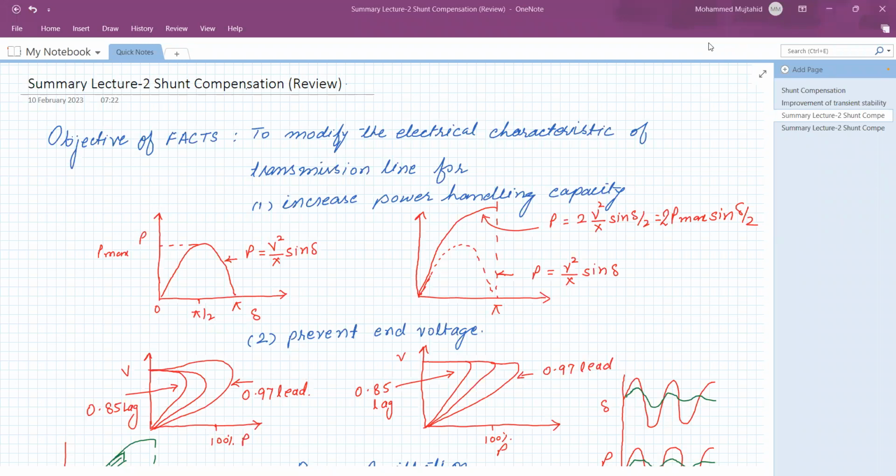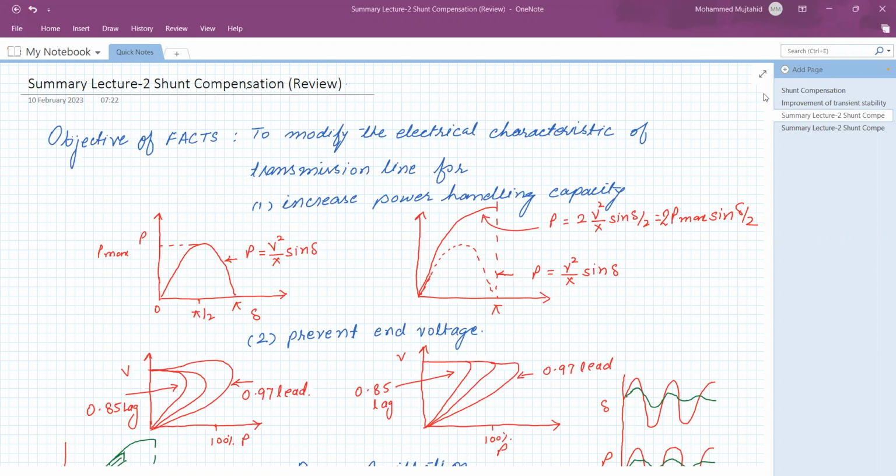Welcome to our lecture on shunt compensation or FACTS devices. In the last lecture, we discussed a summary of shunt compensation. Now we will continue with the same topic with some new points. Before going to the new topic, we will take a review.